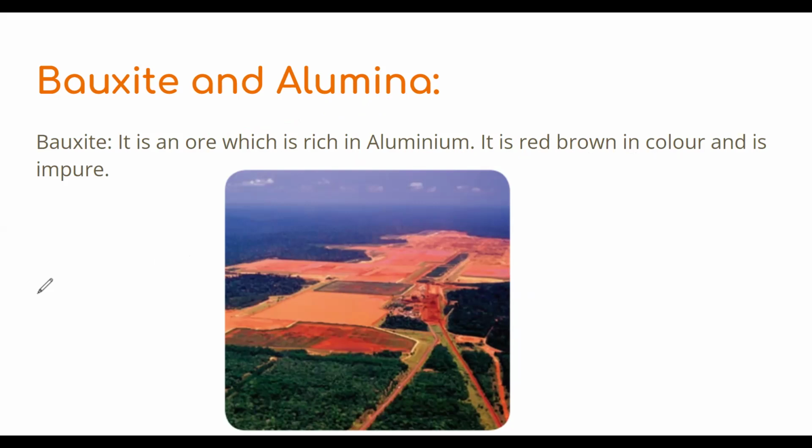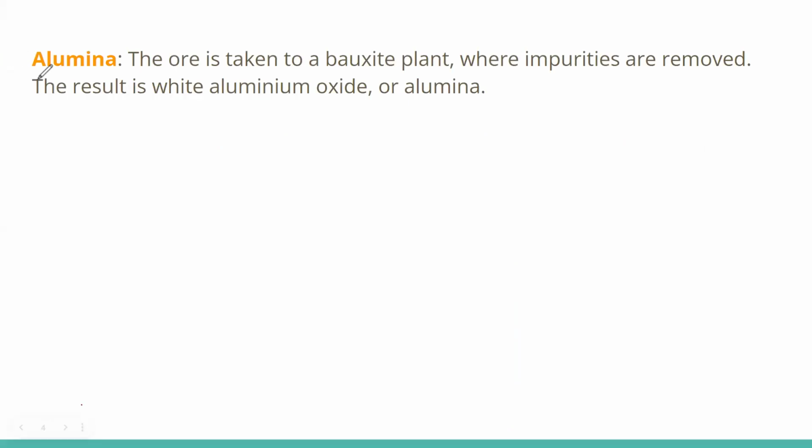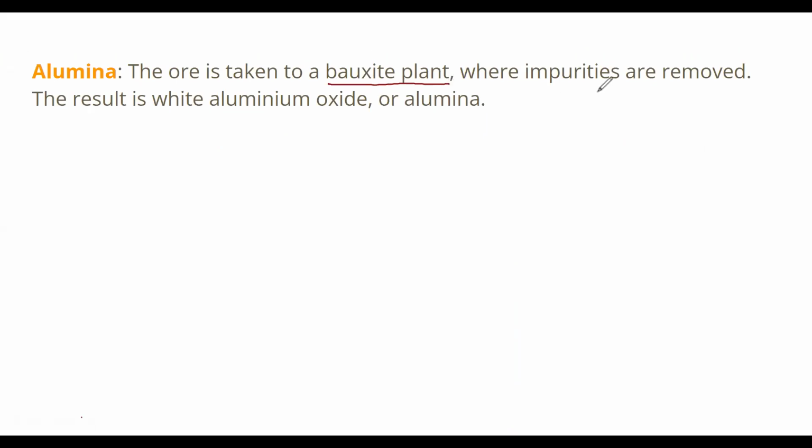Let's have a look at the second term, which is alumina. Alumina is the purified form of bauxite. The ore bauxite is taken to a bauxite plant where impurities are removed. So basically, we are cleaning that red brown bauxite, and what we get as a result is alumina, which is aluminium oxide. So the chemical formula of alumina is aluminium oxide, Al2O3.